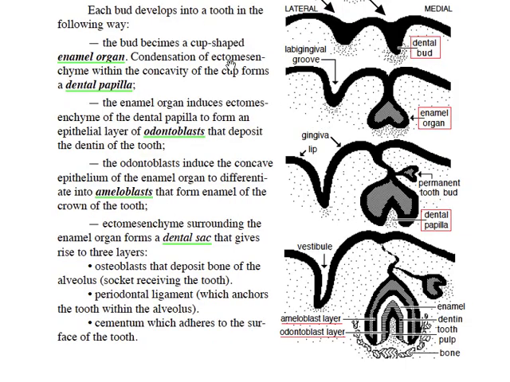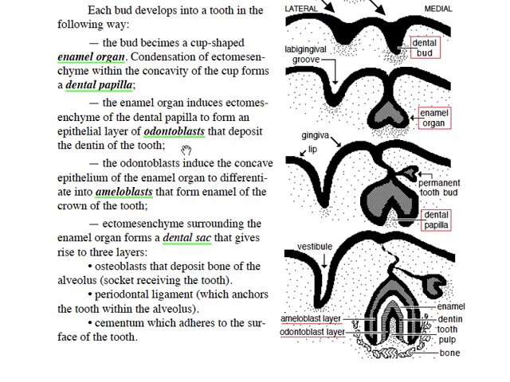Each bud develops into a cup-shaped enamel organ. The enamel organ induces the underlying ectomesenchyme to become a dental papilla. The enamel organ also induces the epithelium on the surface of the dental papilla to become odontoblasts that are capable of depositing the dentin of the tooth.